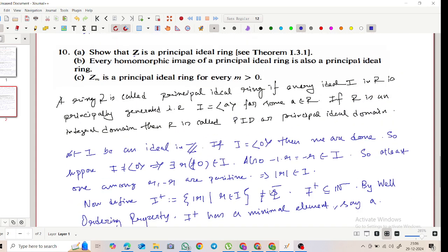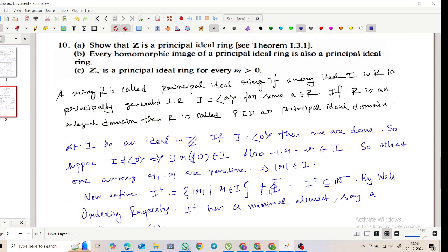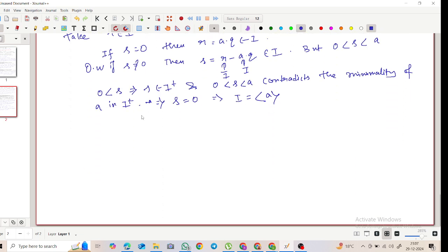Every homomorphic image of a principal ideal ring is also a principal ideal ring. So they are saying that, B says, suppose phi is a map from R to S, phi is surjective. Okay, then if J is a subset of S, then R PIR, principal ideal ring, implies S is PIR.